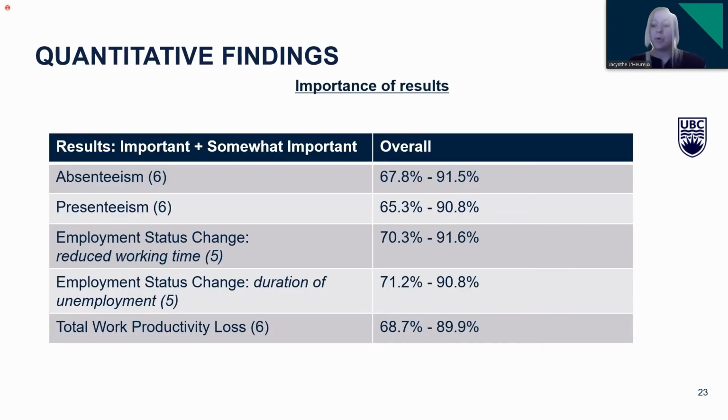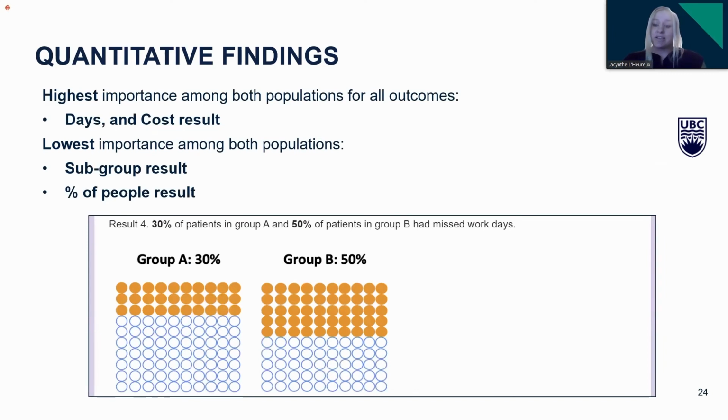Moving to the importance to report each result, the percentage of respondents that identified each result as important or somewhat important to report is similar for both patients and caregivers and ranges roughly from 65 to 92%. The results that respondents identified in the highest percentage as important to somewhat important to report were results using days and cost. The results that had the lowest percentage were the subgroup result and the percentage of people result, which is shown above.